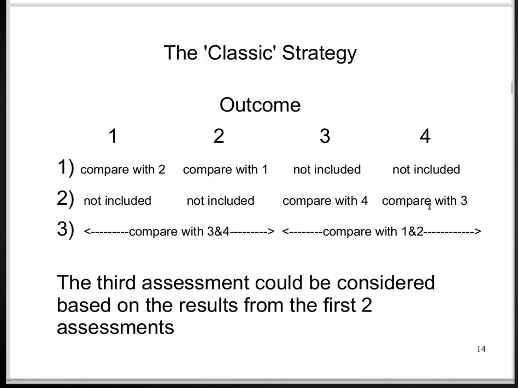So we end up with what is sometimes called a classic strategy. We would very much like to look at the number 3 there, but we will first of all look at 1 and 2 and see if in fact the collapsing that's implied to address hypothesis 3 is at all credible. So this number 3 assessment would be considered after reviewing the results from the first 2 assessments.